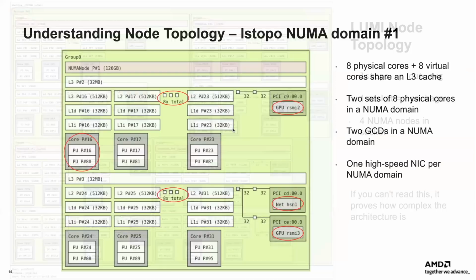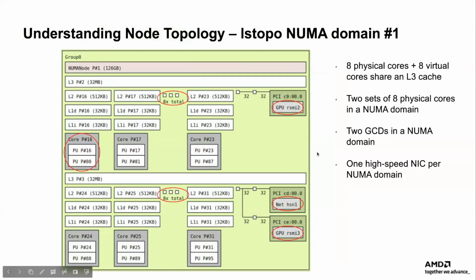Let's zoom in a bit further. We are looking at NUMA domain 1. And we see that there are 8 plus 8, that is 16 physical cores in this NUMA domain. 8 of them are sharing an L3 cache. Similarly, this set of 8 share an L3 cache. And on each physical core, we have 2 hardware threads running. In each NUMA domain, we have 2 GPU devices. In the MI250X case, these are 2 GCDs. And there is a NIC in each NUMA domain.